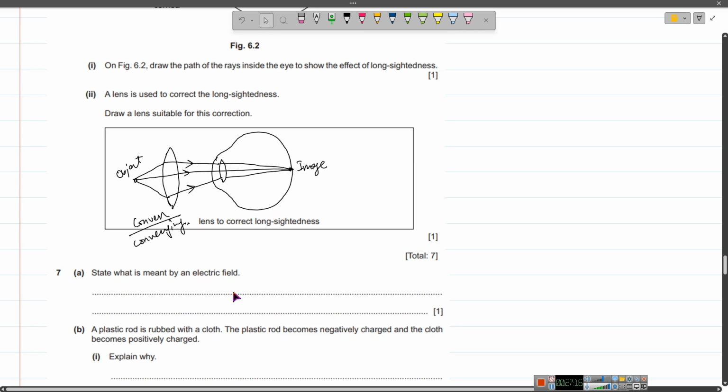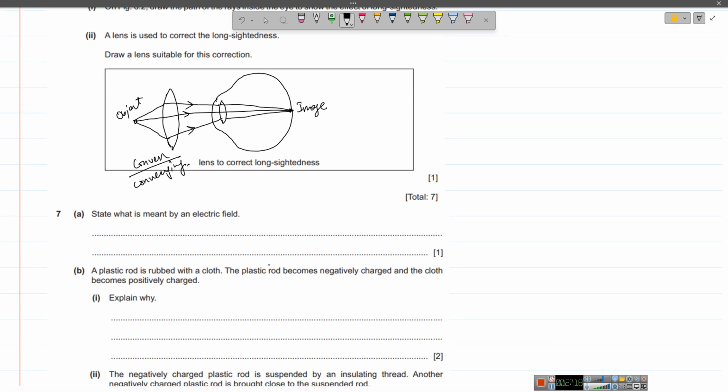Okay. State what is meant by the electric field. Again, same question. A region of space around an electric charge. We had the magnet, so this one is a charge. So an electric charge where electric force can be experienced.